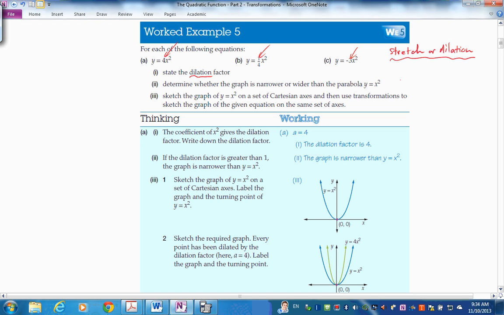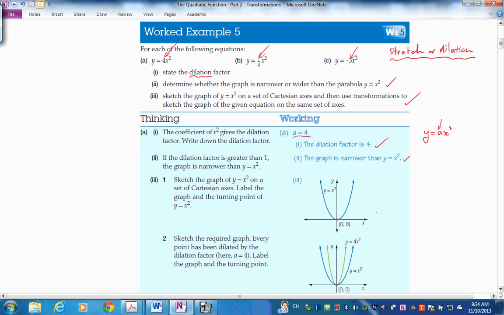So determine whether the graph is narrower or wider, and roughly graph it on a set of Cartesian axes, or y equals x squared, and show what's happened to it. So let's look at the first one. A is 4, the number in front of x squared is 4. So that's been stretched by a scale factor of 4. That's what we say. And the graph is therefore narrower.